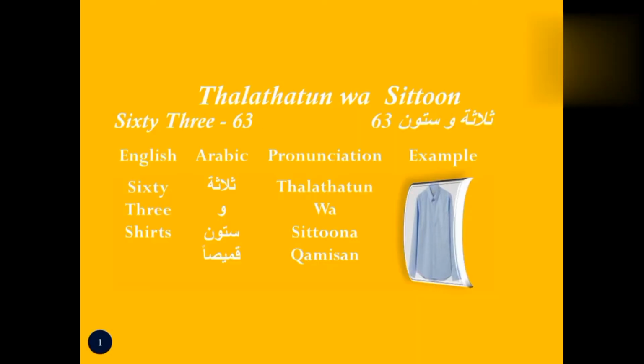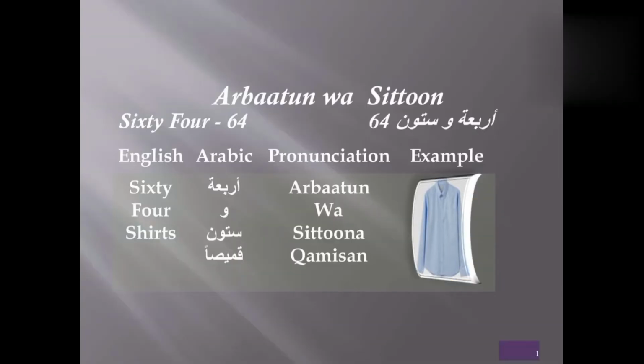For 63 number we use in Arabic Thalasatun wa Sittoon. Thalasatun wa Sittoon means 63. See the example. 63 shirts. For 63 shirts we can say in Arabic Thalasatun wa Sittuna qamisan. Now see 64 number.